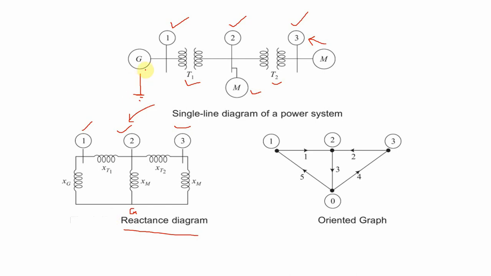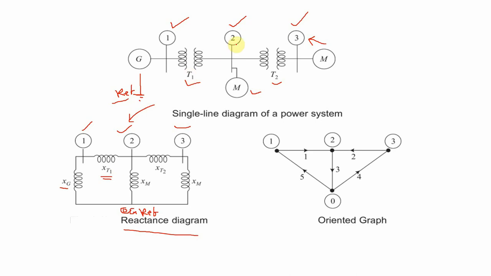So now, between the reference node 0 and bus 1, there is a generator, and here Xg represents the reactance of the generator, right? Now between node 1 and node 2 there is a transformer, right? So we show it by Xt1, that is nothing but the reactance of transformer 1.